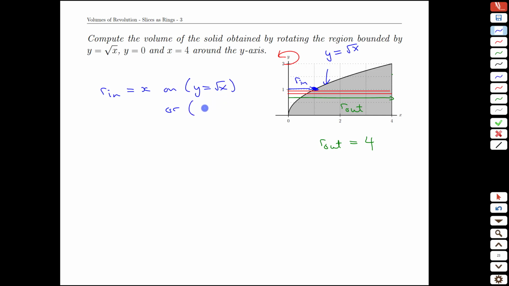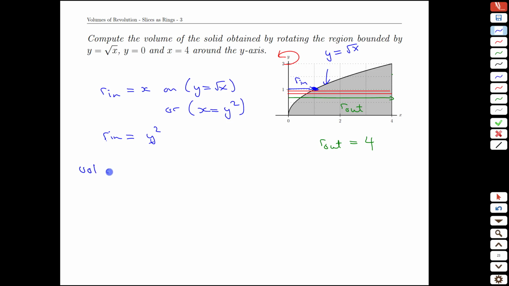Well, that means we should shuffle this around a little bit, and that's going to give us x equals y squared. So our inner radius, if you tell us what y is, we'll tell you what that radius is. When y is 0, the radius is 0. When y is 2, the radius is 4 for the inner radius. That matches perfectly.